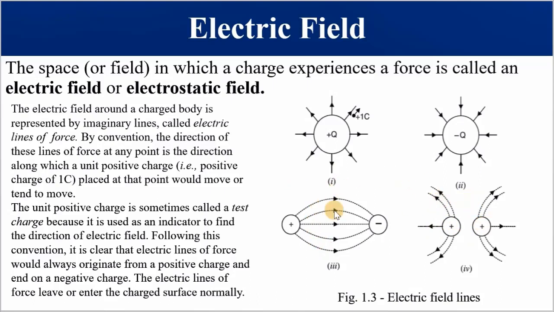So these lines represent electric lines of force. By convention, the direction of these lines of force at any point is the direction along which a unit positive charge placed at that point would move or tend to move. The unit positive charge is sometimes called a test charge, because it is used as an indicator to find the direction of the electric field. Hence, electric lines of force radiate from a positive charge and end on a negative charge, and as you can see, they enter or leave the charged surface at right angles, or normal.